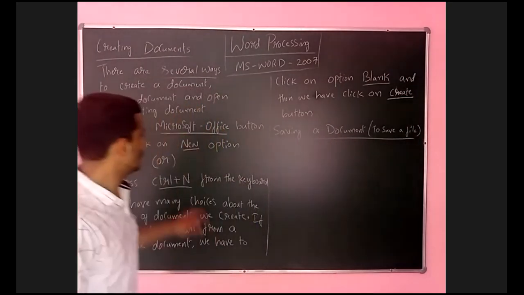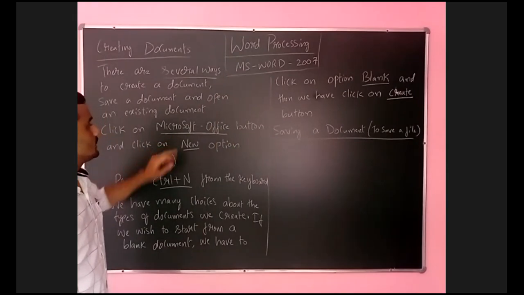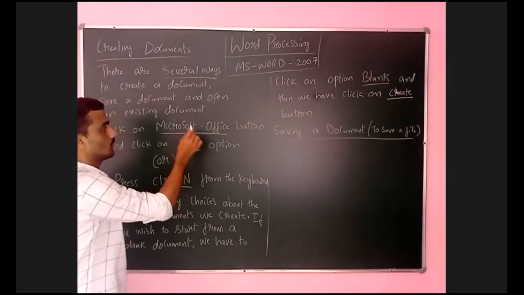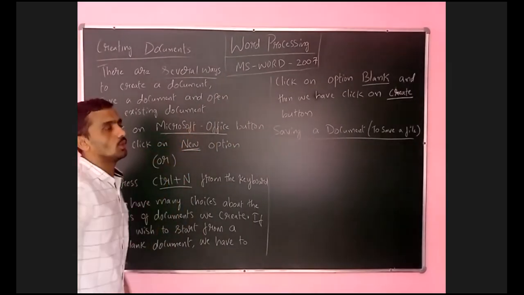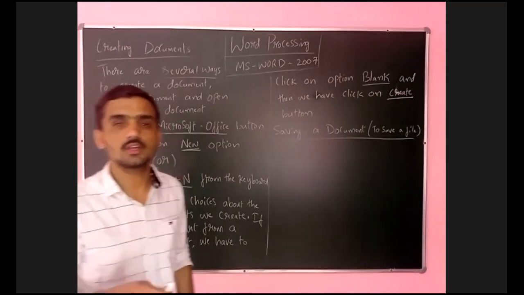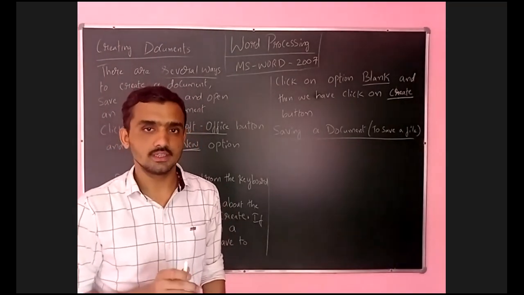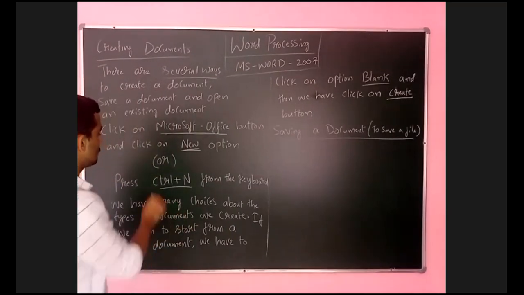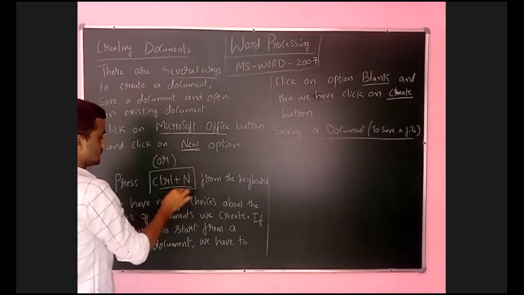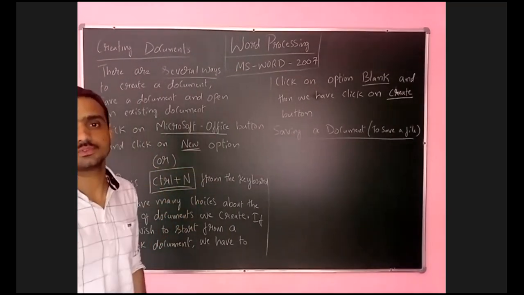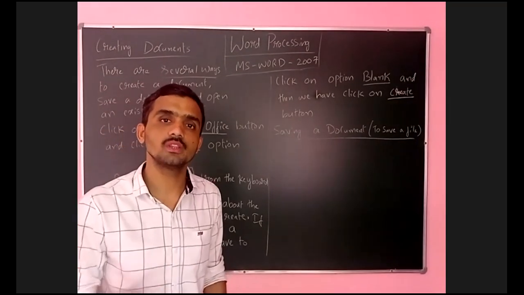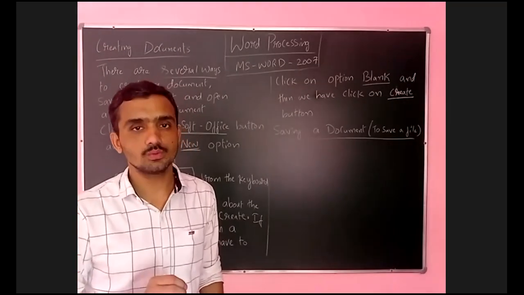So you can click on the Microsoft Office button and then click on the New option. You can create the new document, or else with the help of the keyboard. You have to notice this: Control plus N. This is the shortcut key to create a new document.